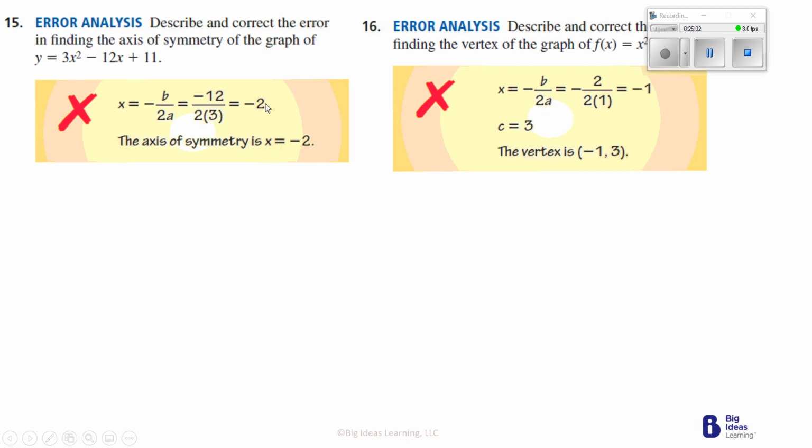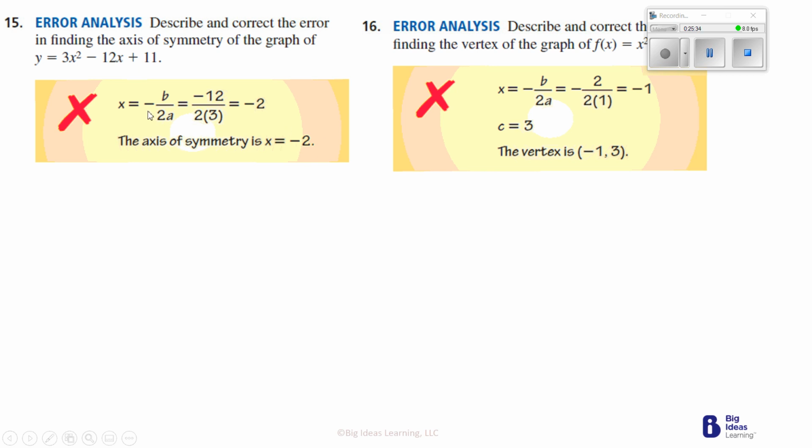Number 15, describe and correct the error in finding the axis of symmetry of the graph. They're saying I'm going to take negative b divided by 2a. They're taking the negative 12 and putting it here. They're taking the 2 times the 3 here. And this is going to give us 6. So this will give us negative 2. They said the axis of symmetry is negative 2. So describe and correct the error. What's wrong with this number negative 2 here?